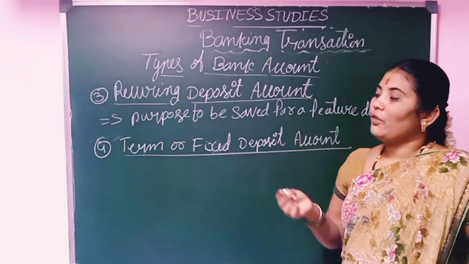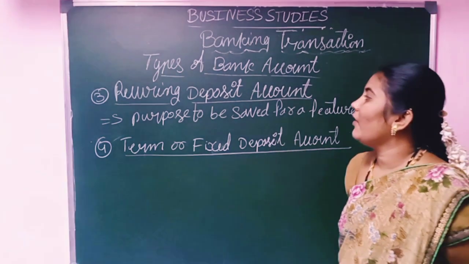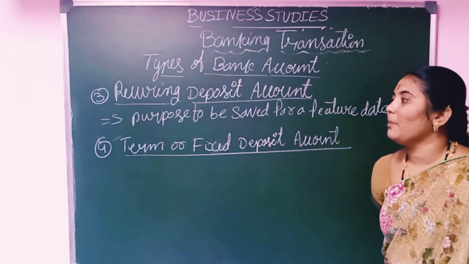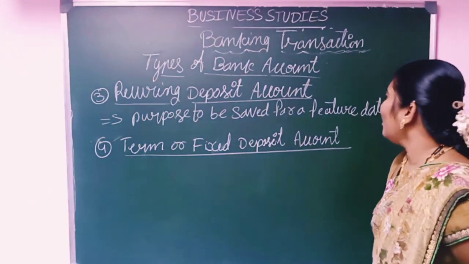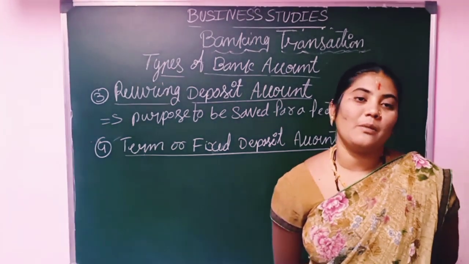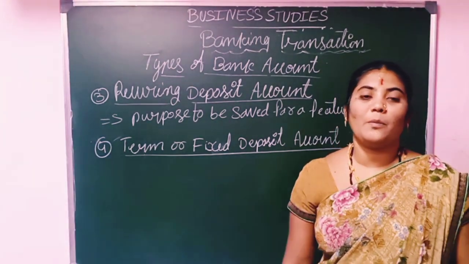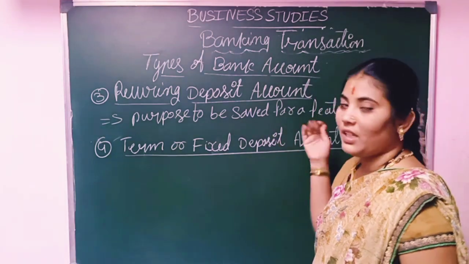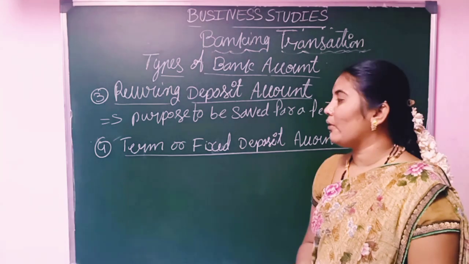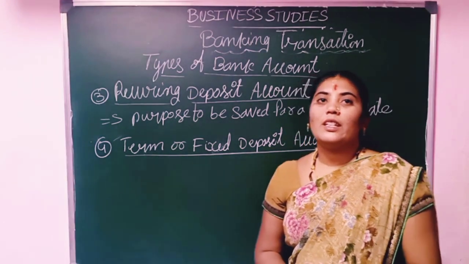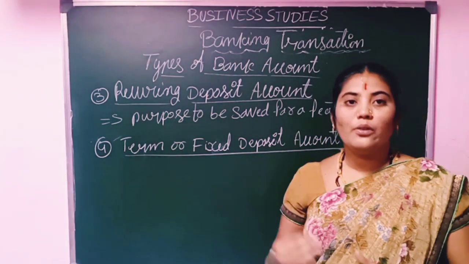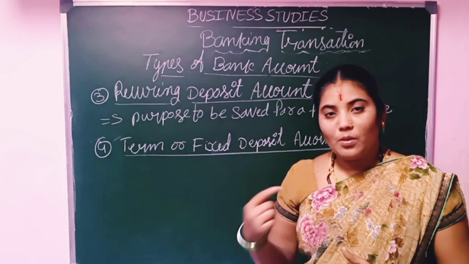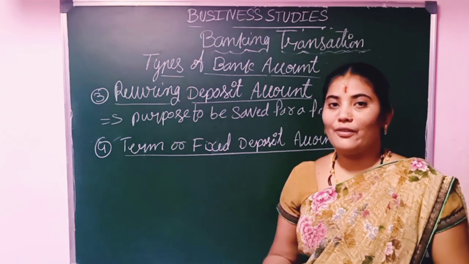Move on to the next account, that is the recurring deposit account. This type of account is opened for the purpose of saving for a future date. In the sense they want to save money for the future, so they start this type of recurring deposit account. In this account we can recur, in the sense regularly pay the amount monthly, for future saving.